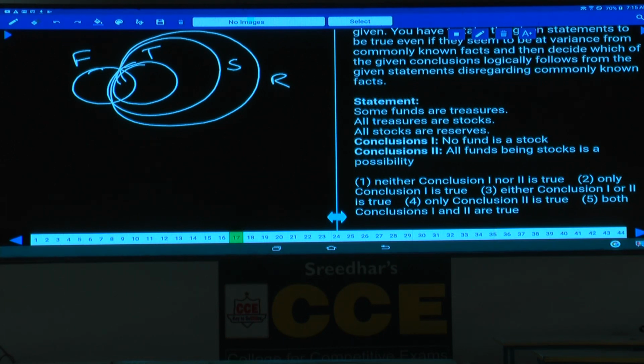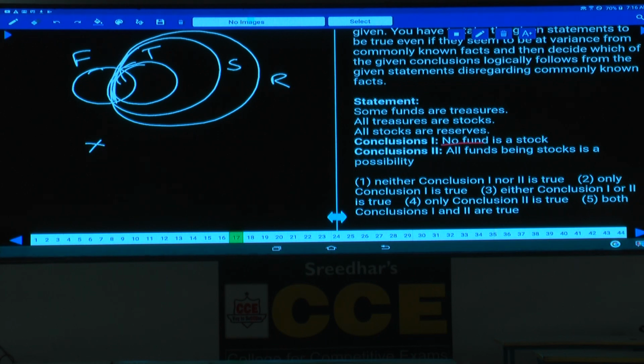And with the help of this basic diagram, the first conclusion. What is the first conclusion? No fund is stock. Fund is here, stock is here. This is the common between these two. This is some funds are stocks. But there is no fund is a stock will be false, isn't it? Hence, first conclusion does not follow.